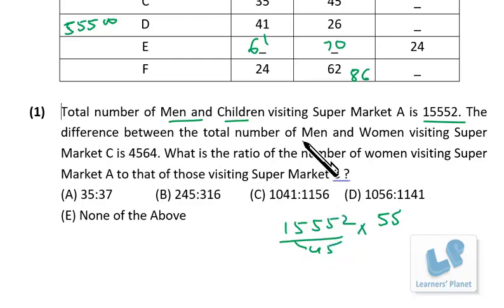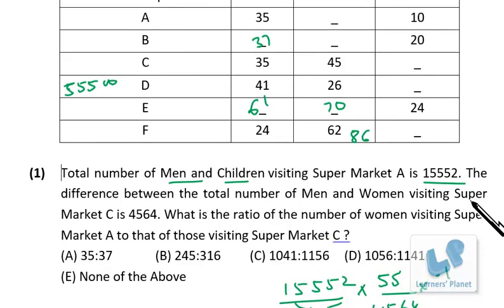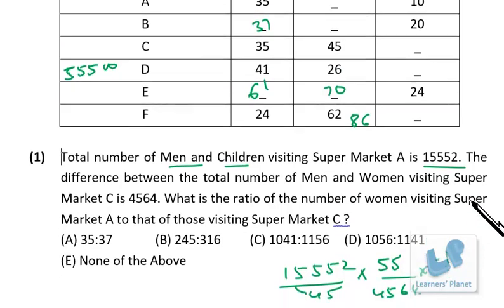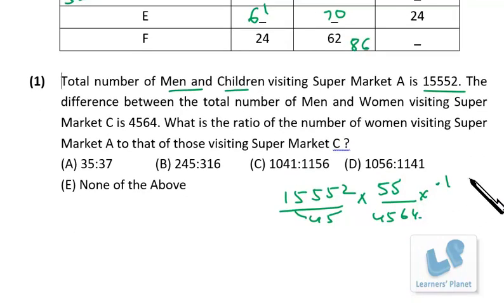Similarly, the difference between the total number of men and women visiting market C is 4564. So 4564 divided by 0.1, that is the total persons, and of that 0.45 is women. So into, I just remove this, put 45 over here. So this is the ratio that we have to find out.